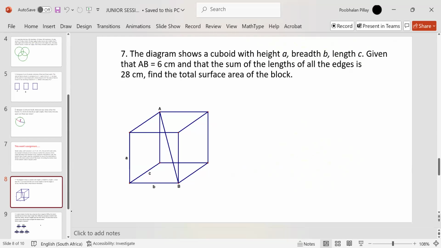At the same time, whatever marks you score will be added, and then you will have a nice free trip to Stellenbosch if you are in the upper levels of the class. Okay, so let's just have a look at the next problem.